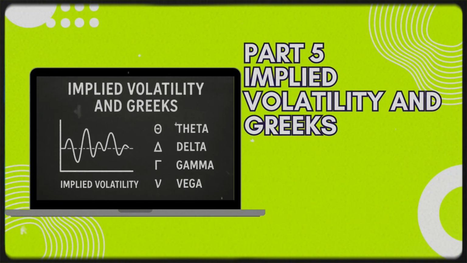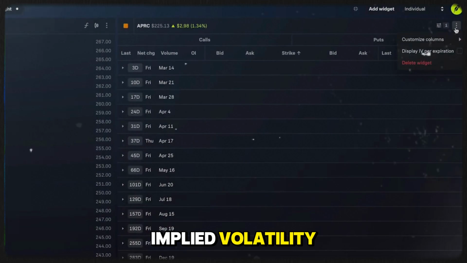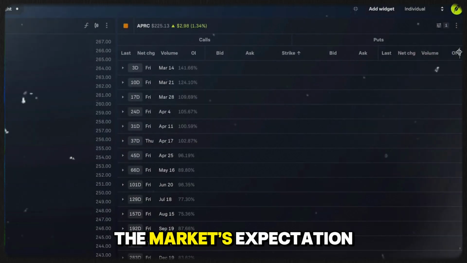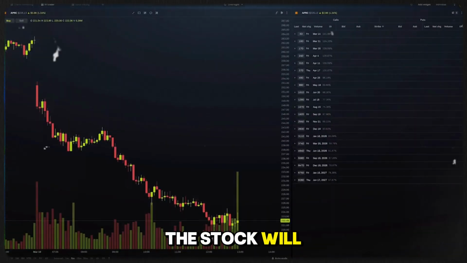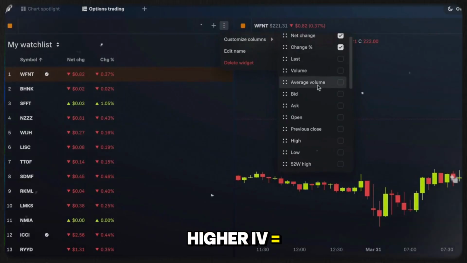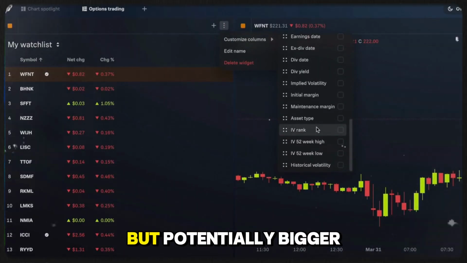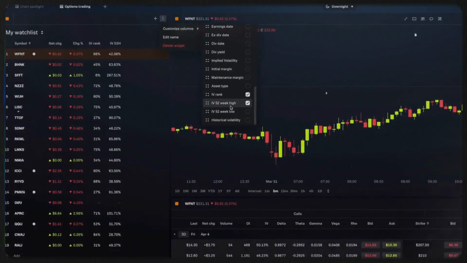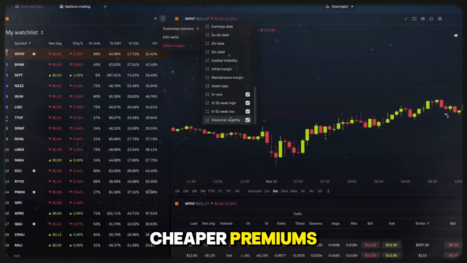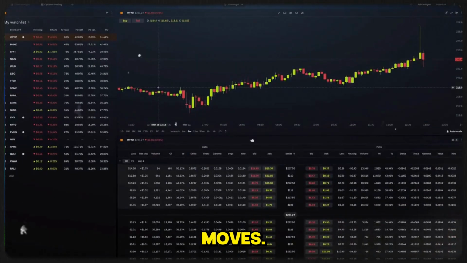Part 5. Implied volatility and Greeks. Implied volatility, IV, shows the market's expectation of how much the stock will move. Higher IV equals more expensive options, but potentially bigger swings. Lower IV equals cheaper premiums, but smaller expected moves.